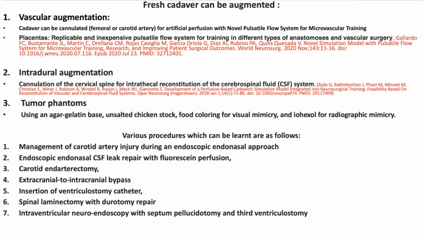Intradural augmentation can also be done. Cannulation of the cervical spine for intrathecal reconstitution of CSF can be performed. Tumor phantoms can also be used. One can use agar gel base, unsalted chicken stocks, food coloring for visual mimicry, iohexol for radiographic mimicry.